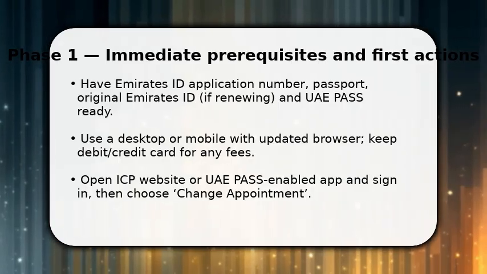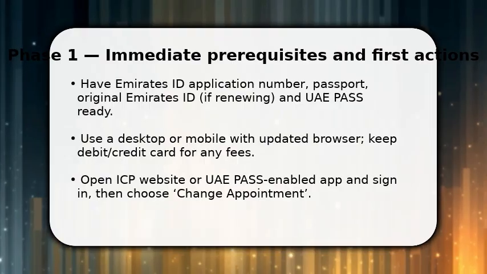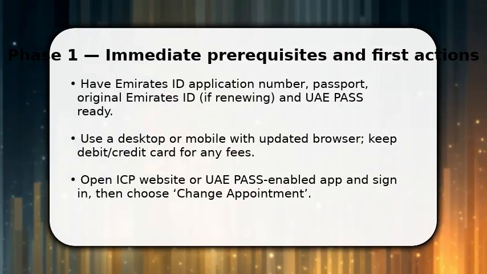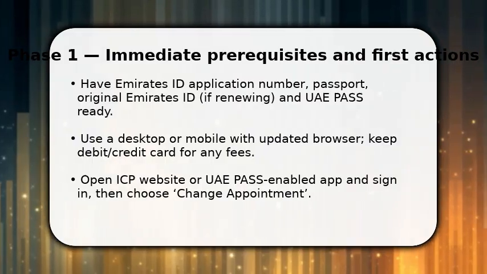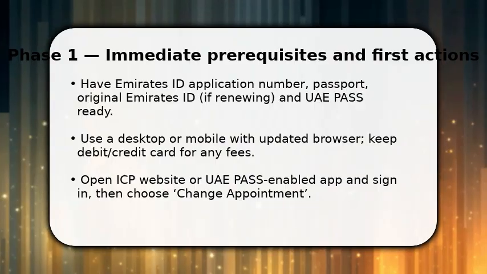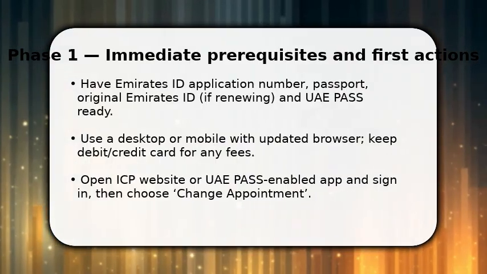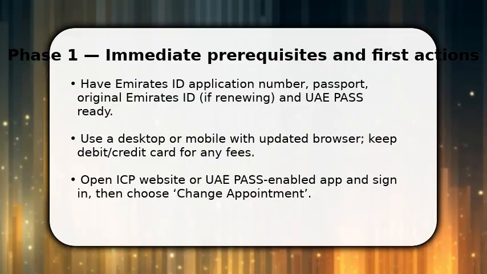You start by gathering essentials: application number, passport, existing Emirates ID if applicable, and UAE Pass credentials. Once done, open the ICP portal or UAE Pass app and sign in. This authenticates you instantly and avoids typing errors.